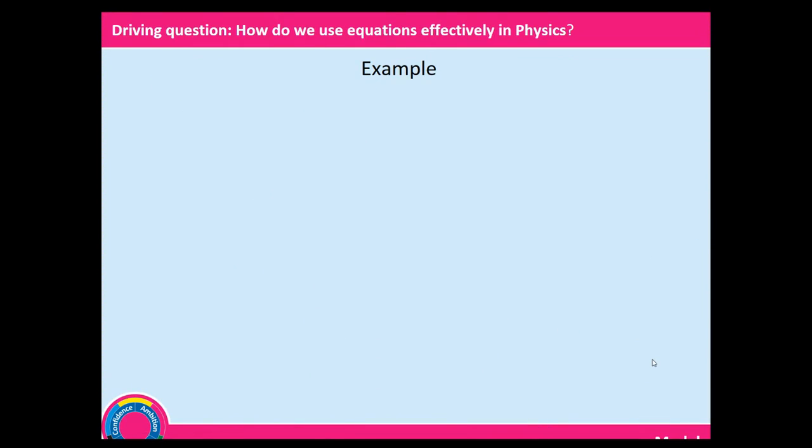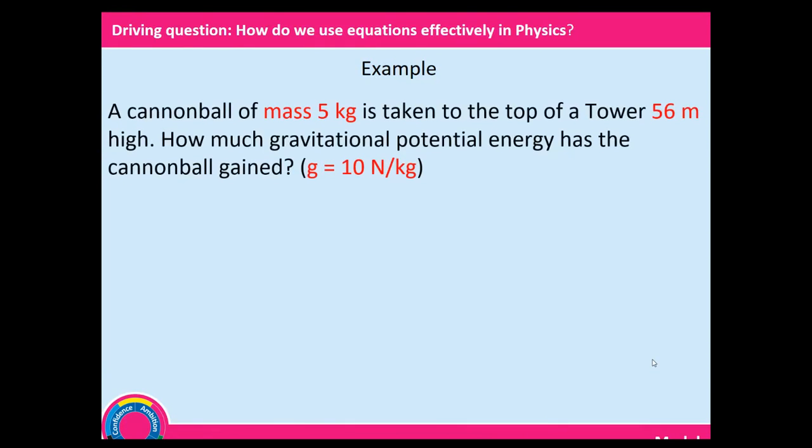As with other cases, we take an example. It says a cannonball of mass 5 kilograms is taken to the top of a tower 56 meters high. How much gravitational potential energy has the cannonball gained? Of course, when you learned about gravitational potential energy, any object raised above ground level has gravitational potential energy stored in them. Right, so in this question, we're given mass, which is 5 kilograms. We're given the height of the tower, 56 meters high.